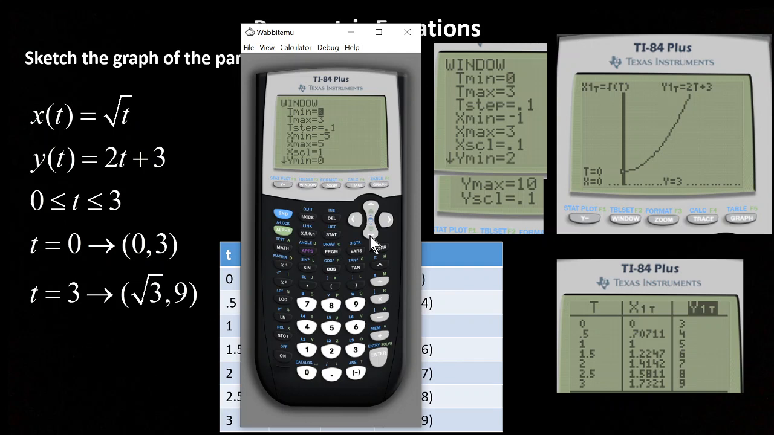You can change x min. We want x to go from 0 to square root of 3, and y should go from 3 to 9, so we're going to go a little bit more than that. So let's say 0 to... square root of 3 is 1.7, so we just go to 3. And then for y min, let's say 1. And then y max, we go to 12. And then graph.